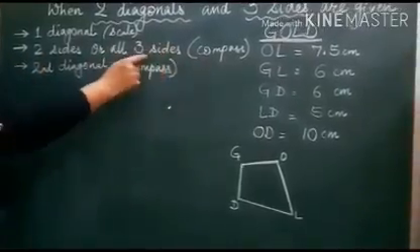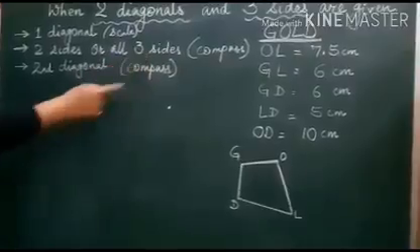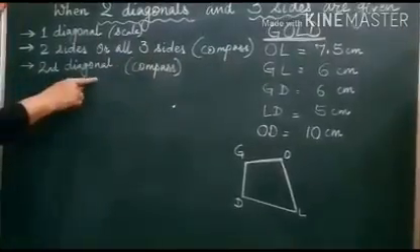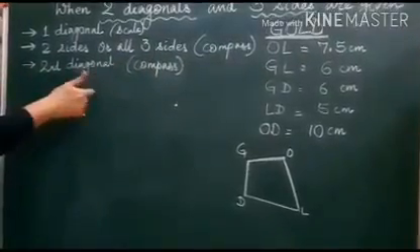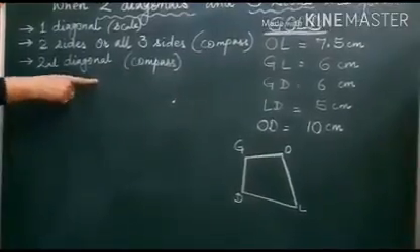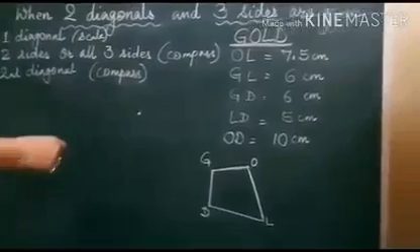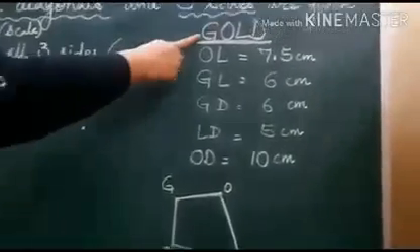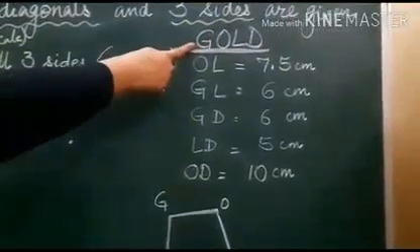We can draw all the three sides at the same time. And then we will draw the second diagonal. And the last step is to just join the sides to complete the figure. Let's see one example here. A quadrilateral is given whose name is GOLD.